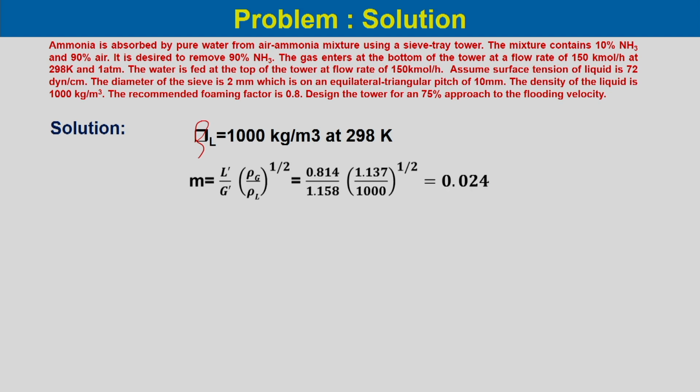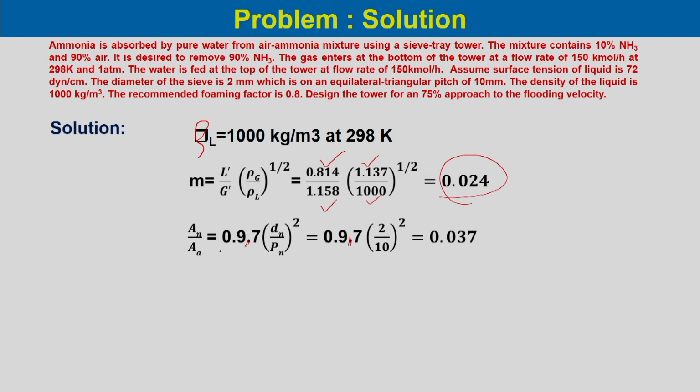M would be equal to L dash by G dash into rho g by rho L to the power half. If we substitute the values of L dash, G dash, rho g 1.137 which we have calculated, and the density of liquid which is given 1000 kg per meter cube, to the power half, we will get around 0.024.